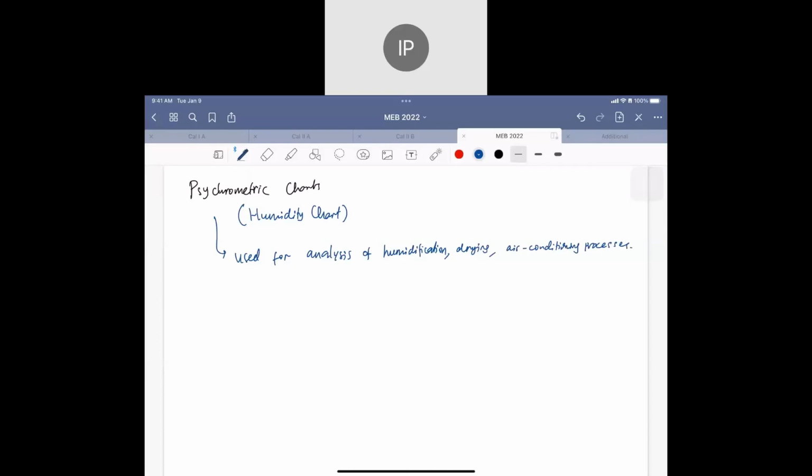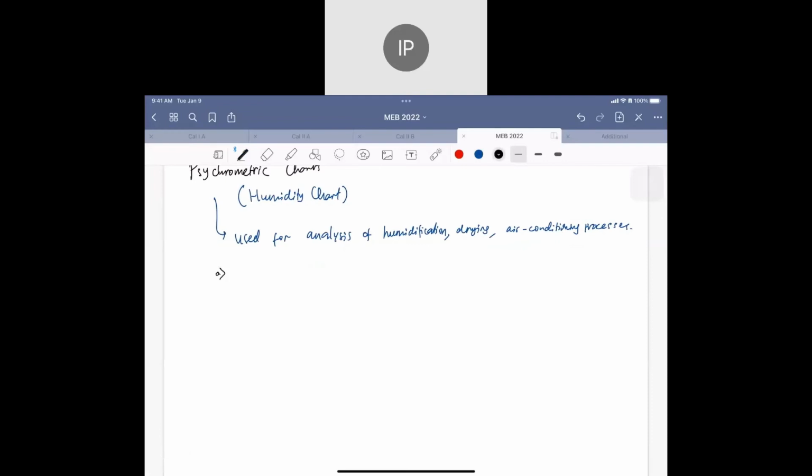Let me write some terminologies that we are going to have. We have the dry bulb temperature. This is the air temperature measured by a thermometer, or any temperature measuring instrument.